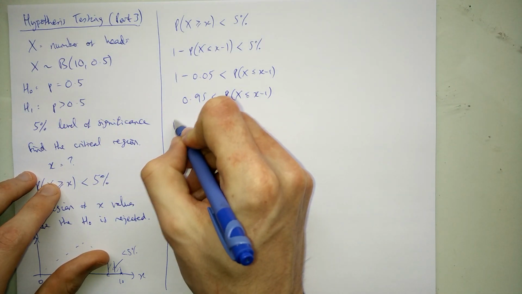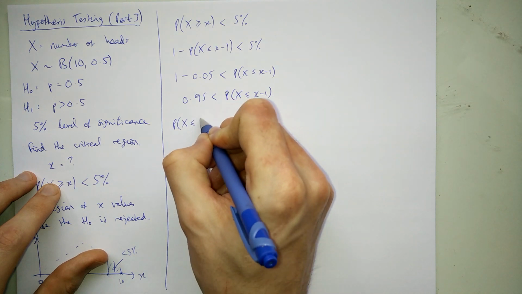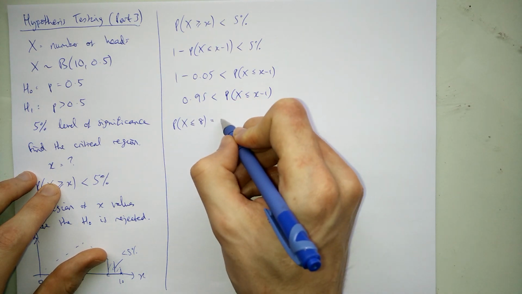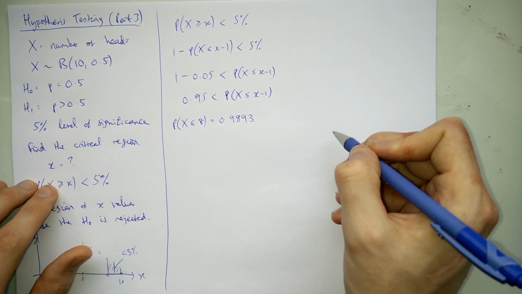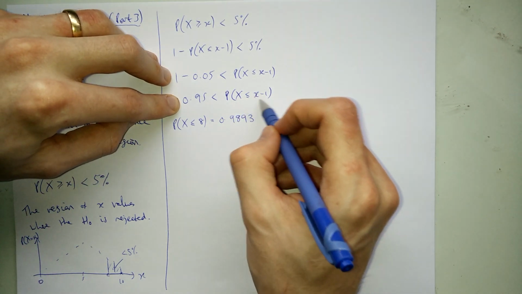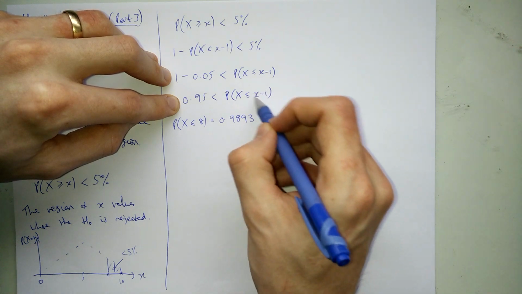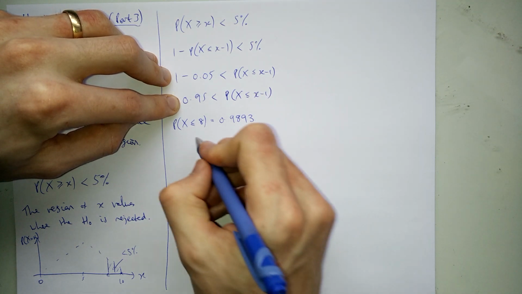So let's just write it down. Probability of x less than or equal to 8 is equal to 0.9893. That's the first time it's bigger than 0.95, which means that this number here, x minus 1, must be equal to 8.